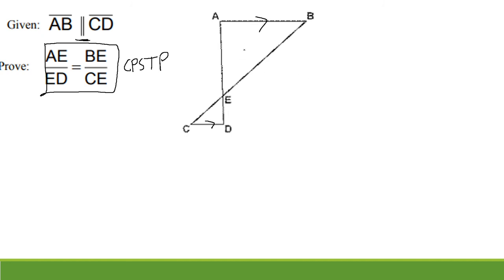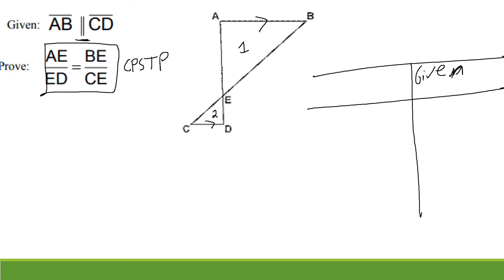So all I'm going to do is prove that triangle 1 here is similar to triangle 2, and then I can say that this is true by CPSTP. So start with my given, given, given. And then that goes here. Now again, they're parallel, so I'm automatically looking for alternate interior angles and corresponding angles.